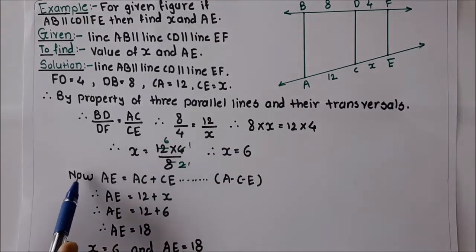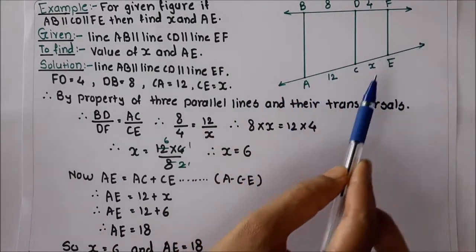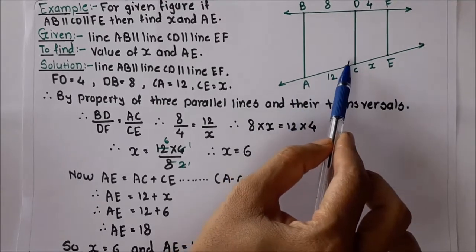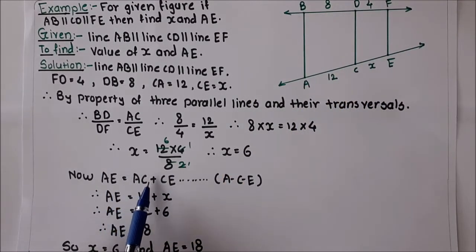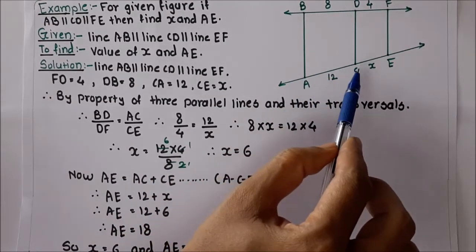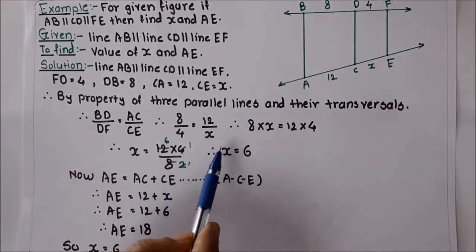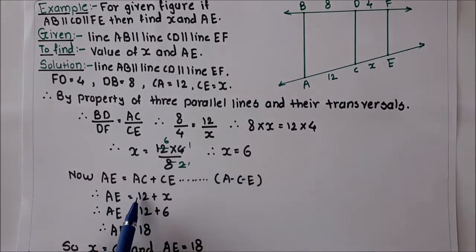Now we want the value of AE. You can see here this is AE segment, which is made up of two parts, that is AC and CE. Therefore I have written here AE is equal to AC plus CE, but AC is already given 12 and this CE is equal to X. Now we have found that X is equal to 6. Therefore replacing those values, AE is equal to 12 plus 6, therefore AE is equal to 18. So our answer is X is equal to 6 and AE is equal to 18.